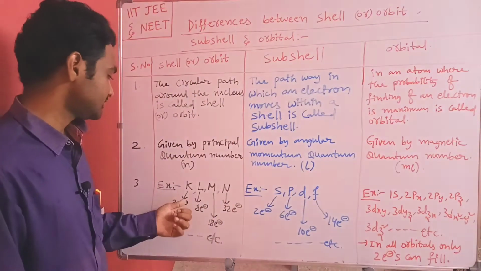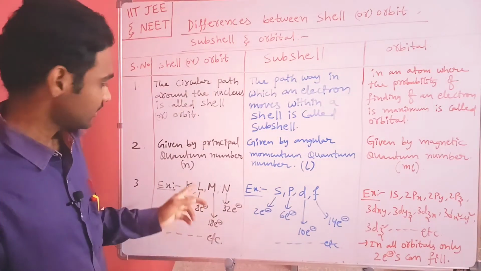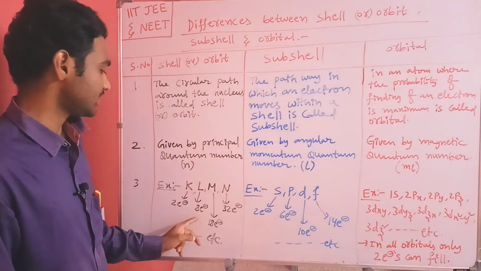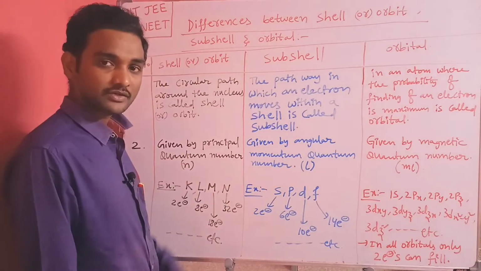Next, examples you have to see. Shells are K, L, M and so on, there are so many. In K shell 2 electrons can fill, in L shell 8 electrons can fill, in M shell 18 electrons can fill, in N shell 32 electrons can fill.